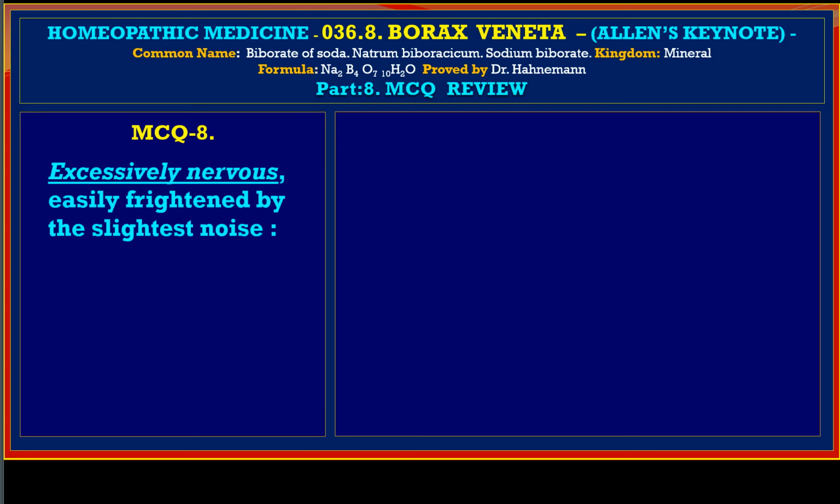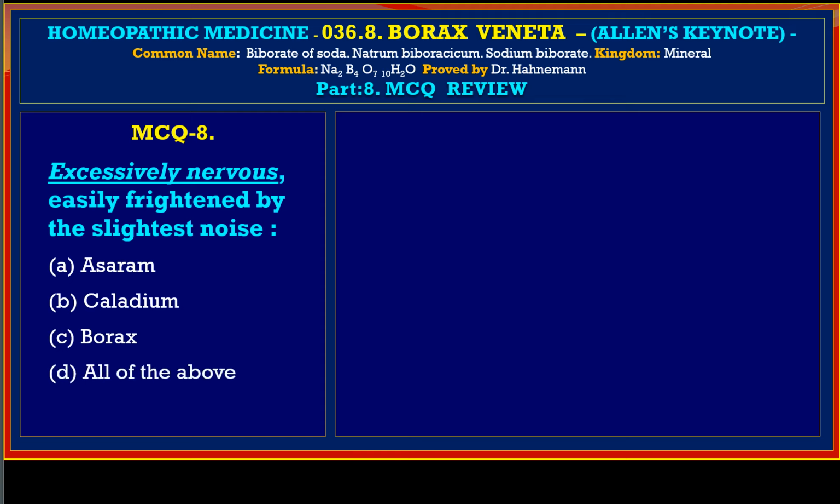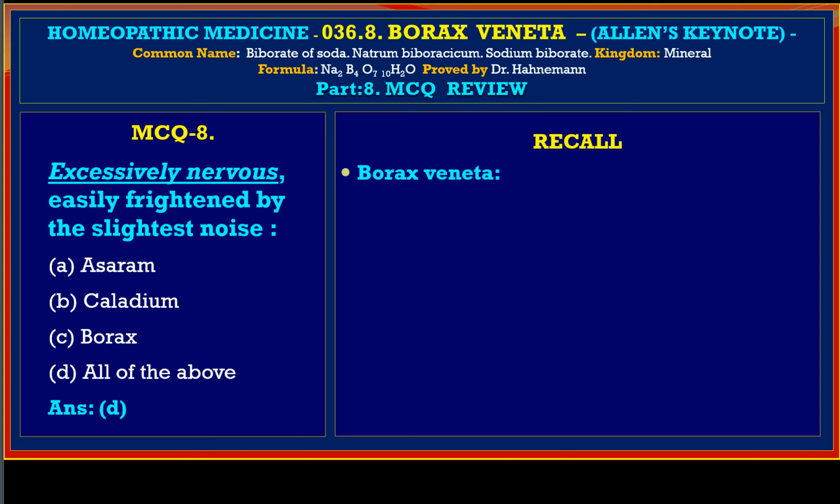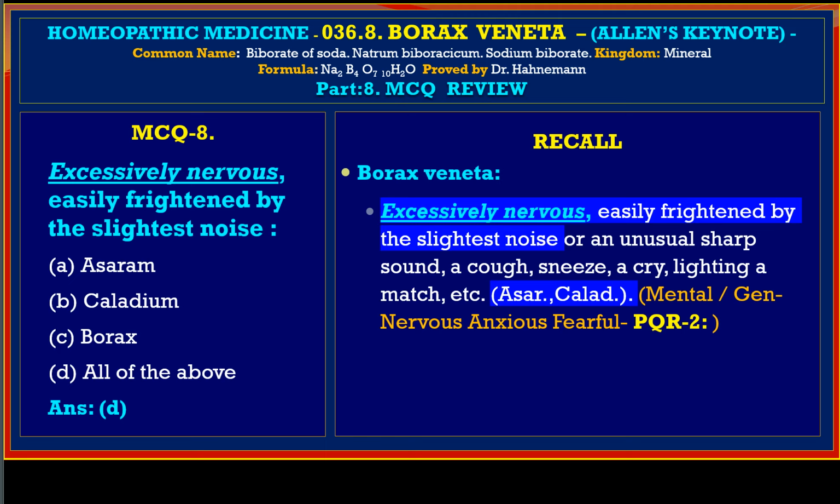MCQ 8. We have excessively nervous, easily frightened by the slightest noise. Asarum, Caladium, Borax, and all of above. The answer is D, all of above. Let us seek the reference. Borax Veneta, excessively nervous, easily frightened by the slightest noise. And we have corresponding remedies in bracket, Asarum and Caladium. So the answer D, all of above, is a correct choice, and the reference is coming from Allen's Keynote.